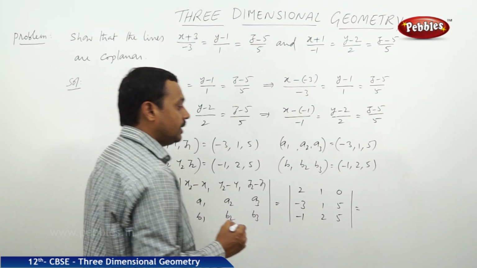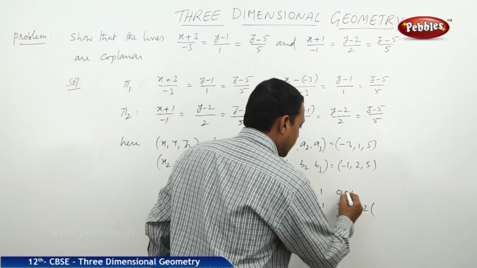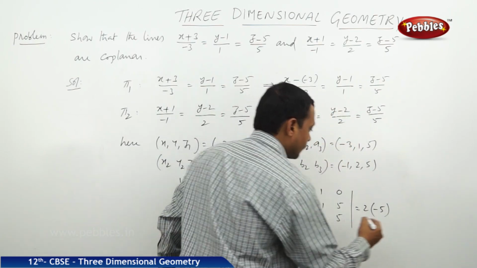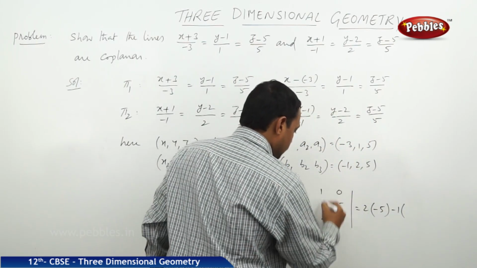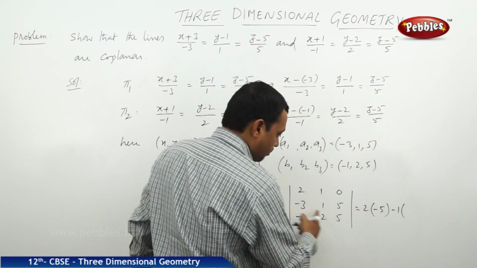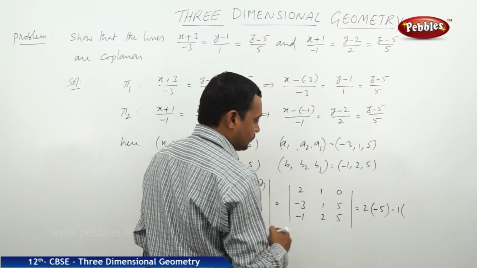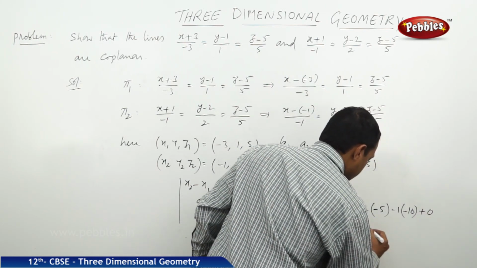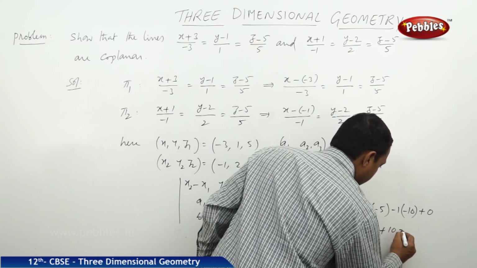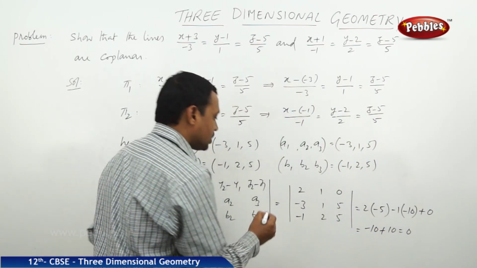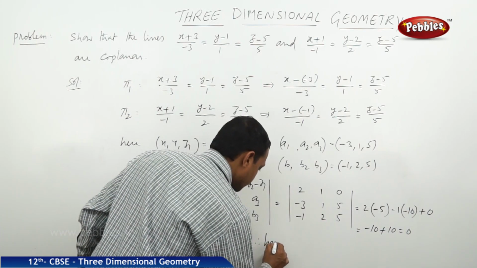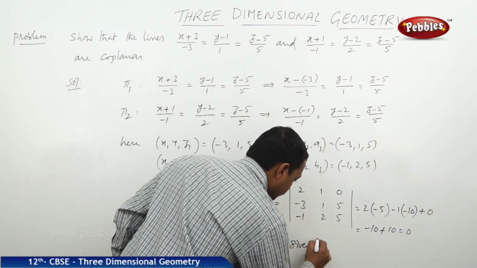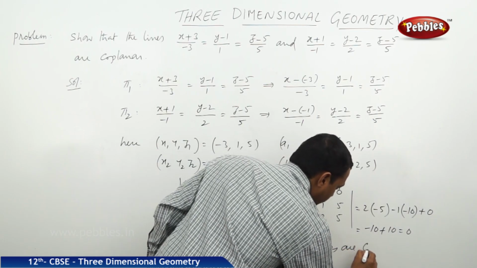Now expand the determinant. It is 2 into (5-10), minus 1 into (-15+5), plus 0 into something, which is always 0. That is -10+10 = 0. Therefore, the condition is verified. Hence, the given lines are coplanar.